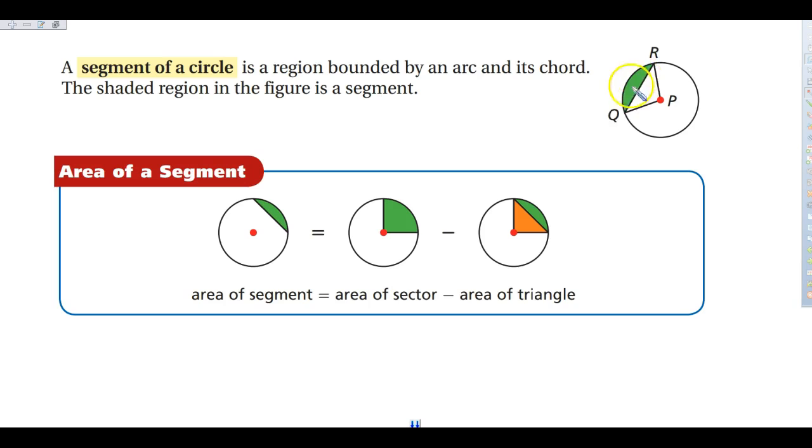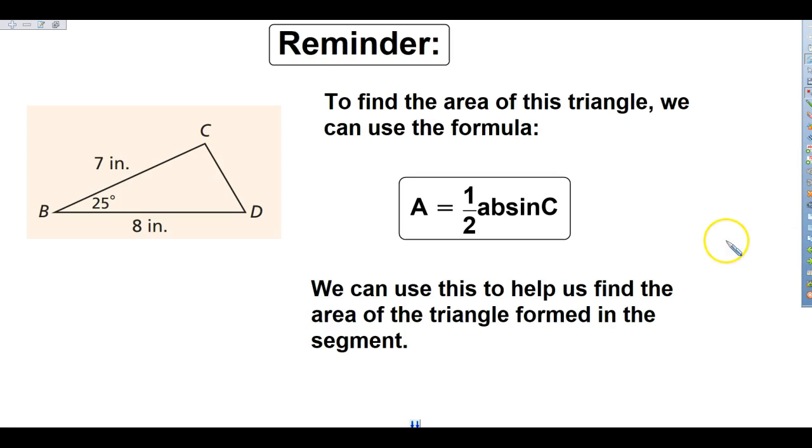Now, notice that in order to get the segment, I have an entire sector. So I could shade this whole thing in green to be the sector, and then I have a triangle right here. I can find the area of the sector, which would cover the whole thing, and then from that I would subtract out the area of the triangle, and then I have what's left over, which would be that segment area.